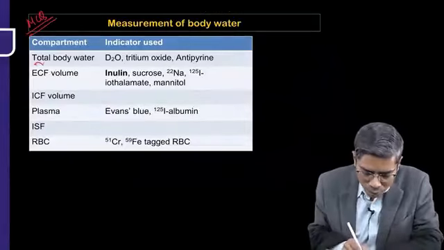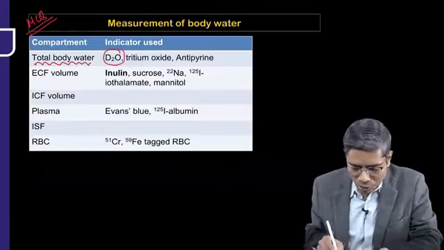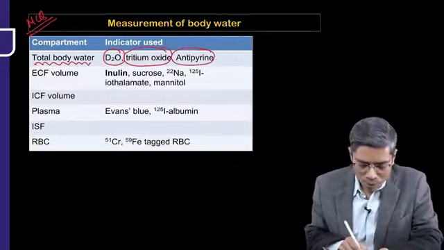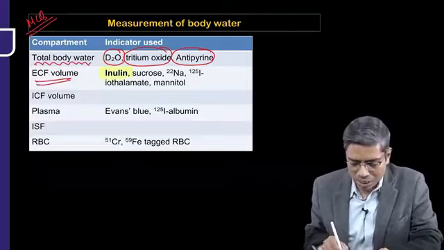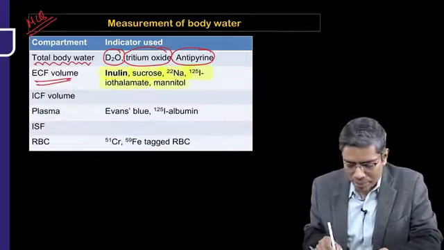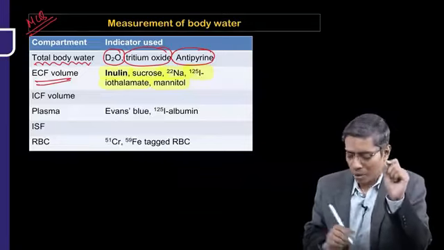If you want to measure the total body water, deuterium oxide, D2O, tritium oxide and antipyrine are used. If you want to measure only the ECF volume, the substances which have to be used are inulin, sucrose, sodium 22 isotope, iodine 125 iothalamate, and mannitol. So these are the substances which are used for measuring the ECF compartment.